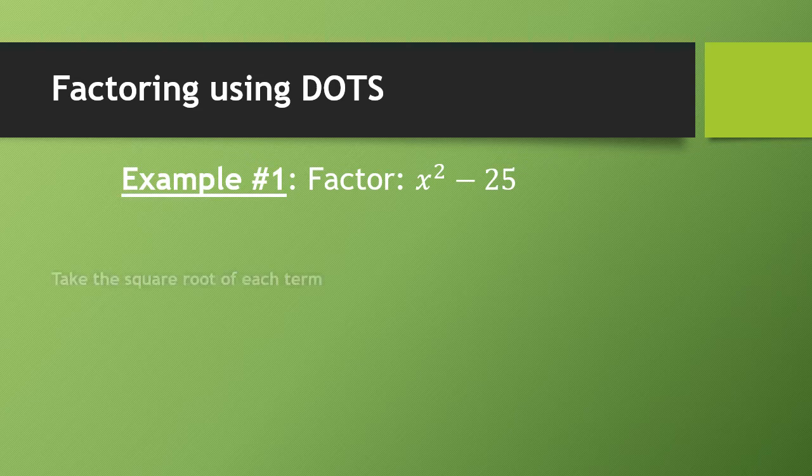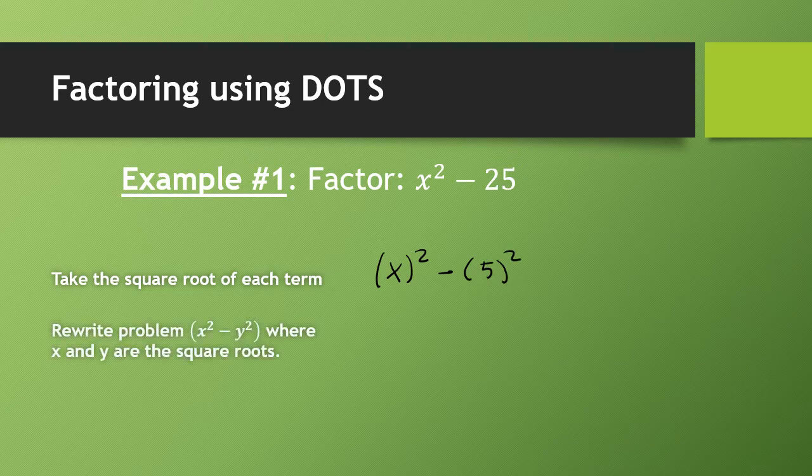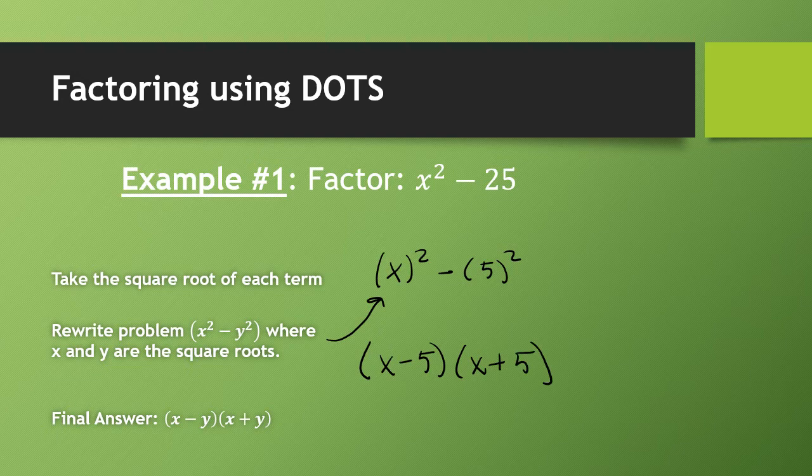So if we have x squared minus 25, the first thing we're going to do is take the square root of each term. So the square root of x squared is simply x, so we're going to have x squared, and the square root of 25 is 5, so we're going to have 5 squared. Then, remember, we're rewriting the problem as x squared minus y squared, which is what I just did. And the final answer is going to be in the form x minus y times x plus y. So I'm going to take x minus 5 times x plus 5, and I am finished.